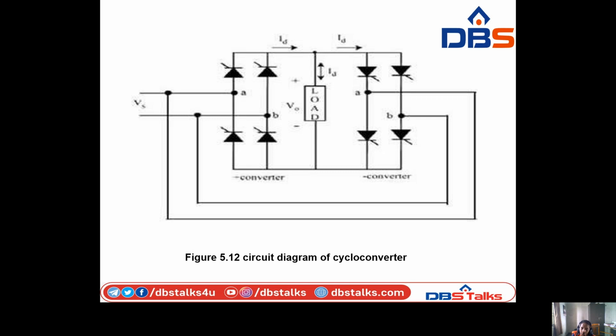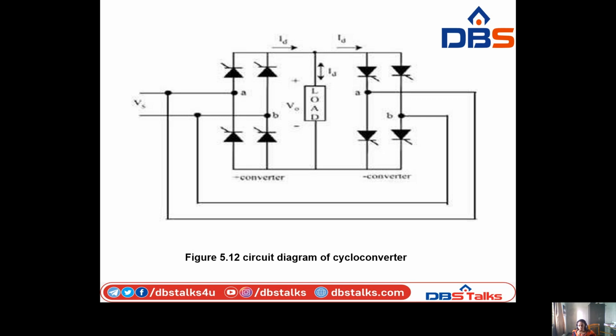cycloconverter. Here the bridge rectifiers are connected back to back. This is converter 1, this is converter 2, and the load is connected in the middle. The supply voltage is Vs, the output voltage is V naught, and the current flowing is I D. This is the circuit diagram of the cycloconverter.